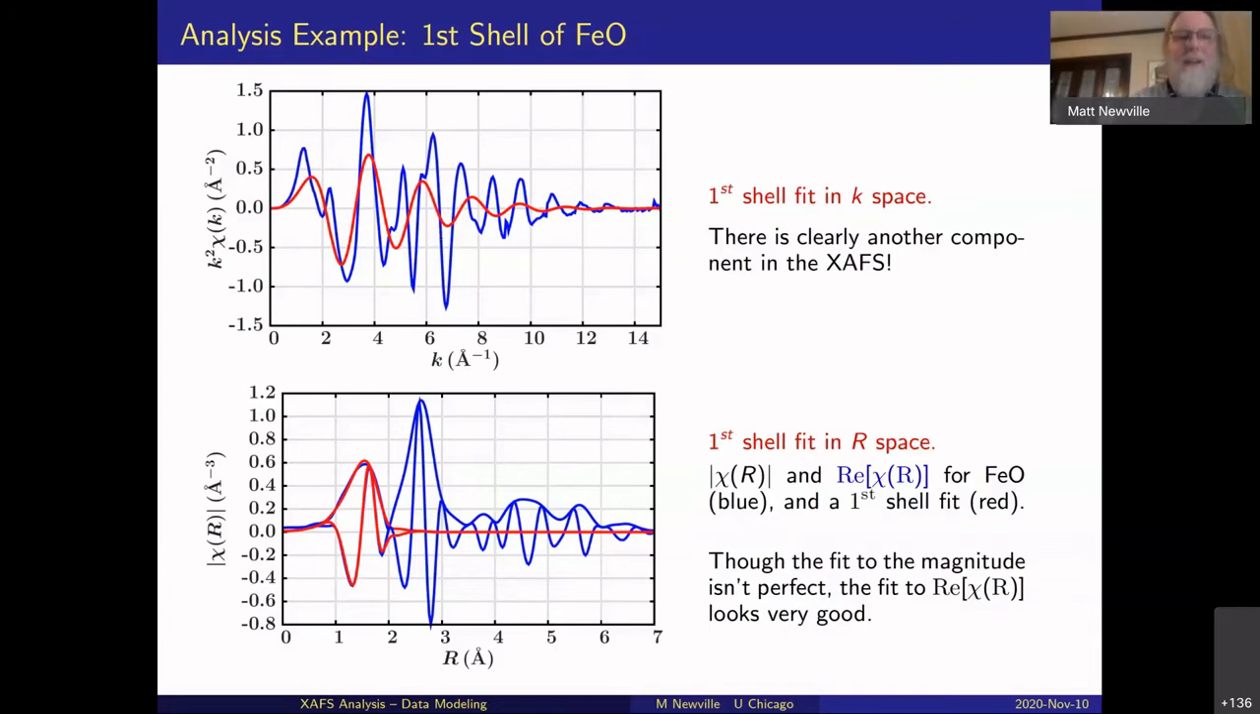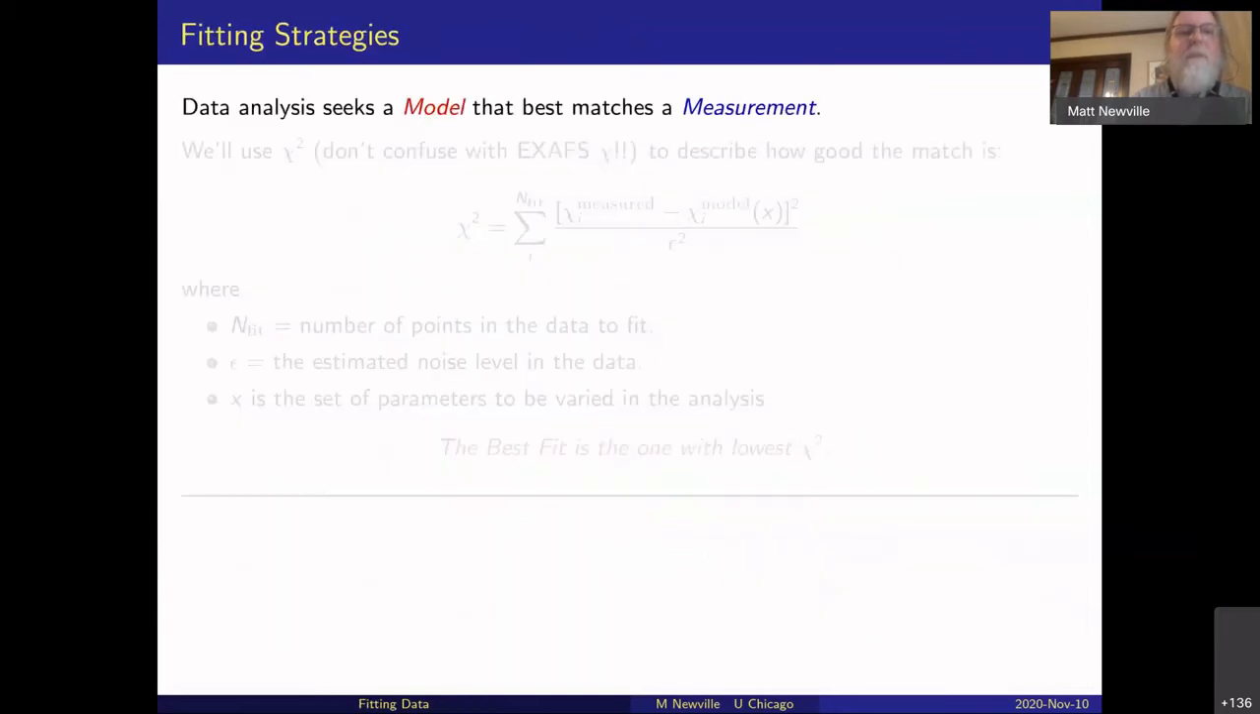This is why we fit in R space, because it allows you to neglect portions of the data that you want to ignore. We know that we want to analyze the first shell in R space. It's not defined in K space. The fit should be done in R space. If you're fitting in K space, you're doing it wrong. There are interesting things you can do with fitting in both K and R space or in wavelet space. That's beyond the scope of this talk. If you're fitting only in K space, you're doing it wrong.